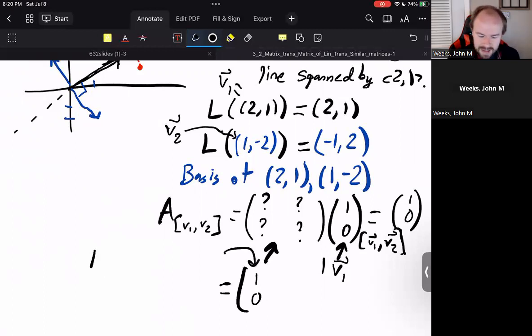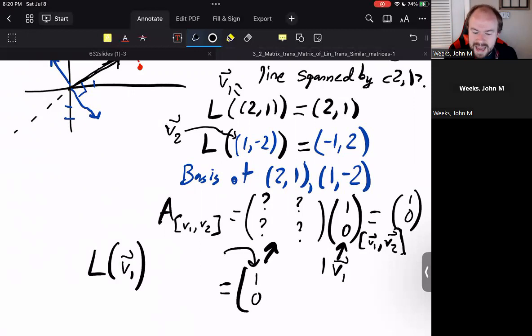This is L of my first vector here, V1, with respect to the basis of V1. It sends V1 to V1. So that should look like this column 1, 0, right? So that's what that one's going to be.